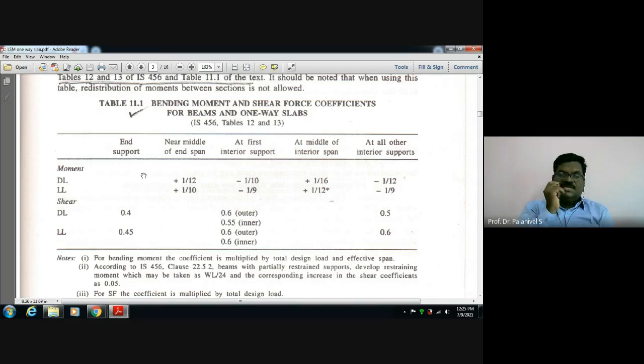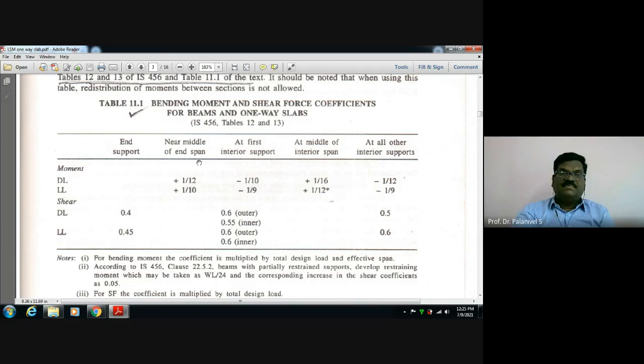End support is there, no? There the bending moment is not there. There is no coefficient for bending moment, right? You come to near middle of the end span. Near the middle of the end span, the bending moment coefficient is plus 1 by 12, plus 1 by 10. Listen here, near middle of end span.